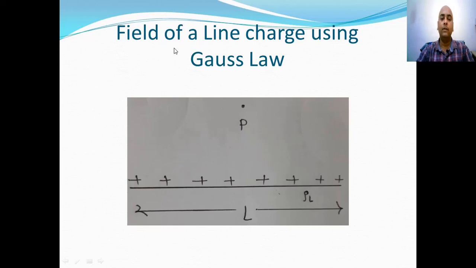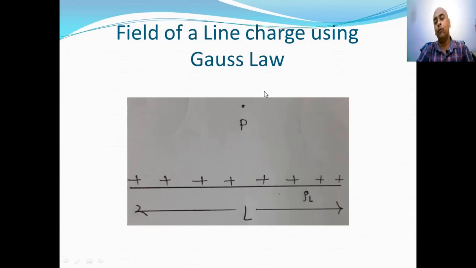Next we have to calculate the field of a line charge using Gauss law. Here we have a conductor of length L. The charge is distributed uniformly on the conductor. Let us suppose rho L indicates the charge density per unit length of the conductor. So the total charge on the conductor can be evaluated by multiplying rho L with the length of the conductor. We have to find the field at some point P by using Gauss theorem.